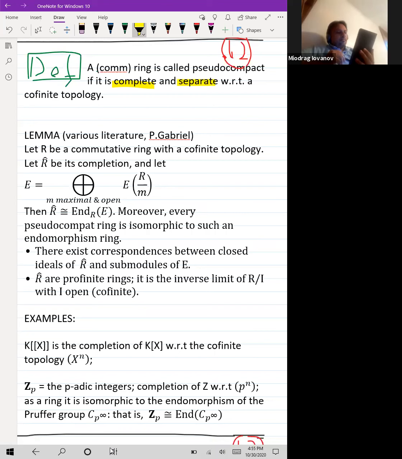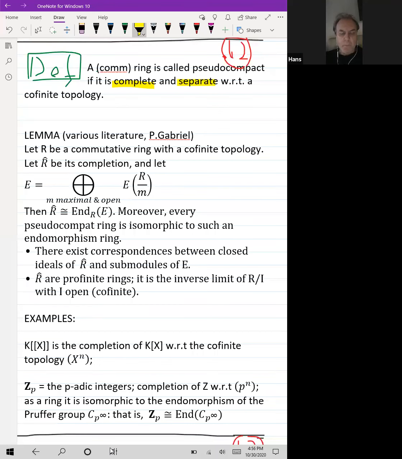But some definitions have separated inside the condition complete. That's what I'm saying. In some textbooks, people never agree on whether complete should be separated or not. So I just want to make sure. That's right. Thank you for saying that, and I completely agree. You're right.